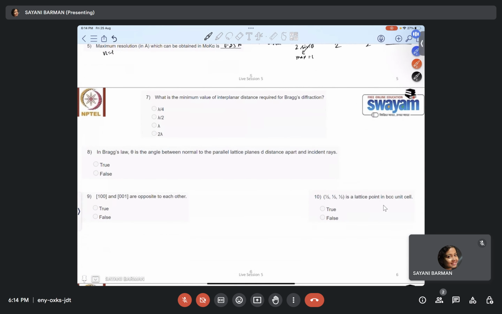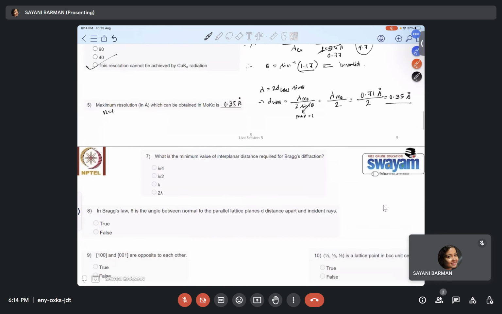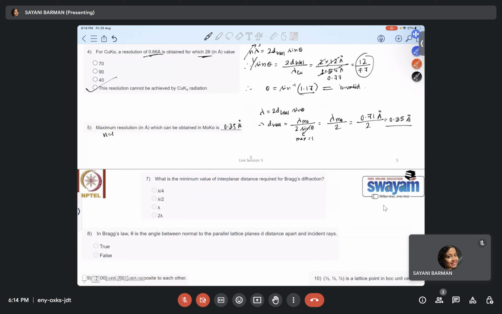The next one is, what is the minimum value of interplanar distance required for Bragg's diffraction. So this will be the same formula. I'll just write it. DHKL equals, applying Bragg's law only, lambda by 2 sine theta. The minimum value of sine theta can be minus 1. So lambda by 2 is the answer, since we can't assign the distance a minus sign, so it would be the modulus and it becomes lambda by 2. So this is the answer.